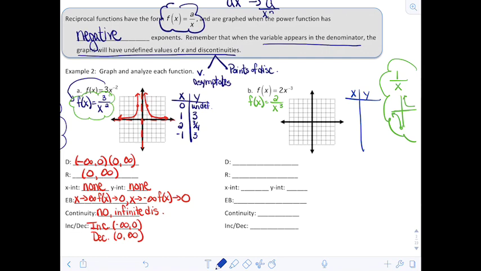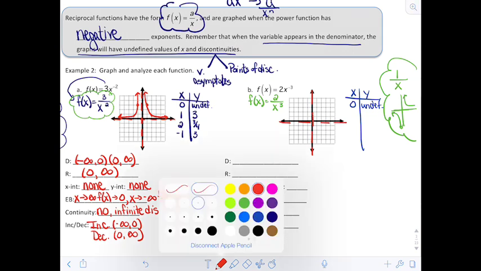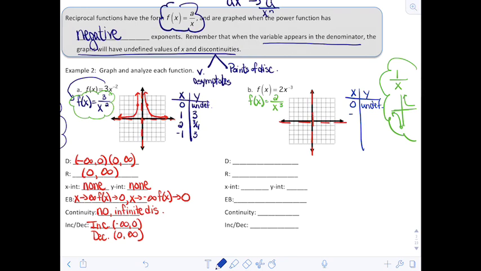2 over x cubed. So I did put 0 in there, but it is going to be undefined. There's a vertical asymptote again at 0. And this is bottom heavy once again, so it will have a horizontal asymptote at y equals 0 as well. Then I plugged in -1, and just for the sake of time, when I plugged that in, I got -2. When I plugged in 1, I got +2. I used 2 for x, and I got 1/4. And I plugged in -2 for x, and I got -1/4.